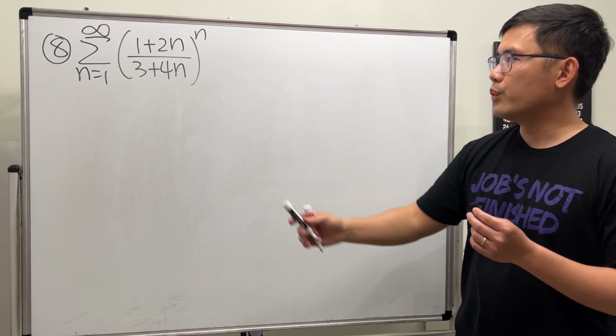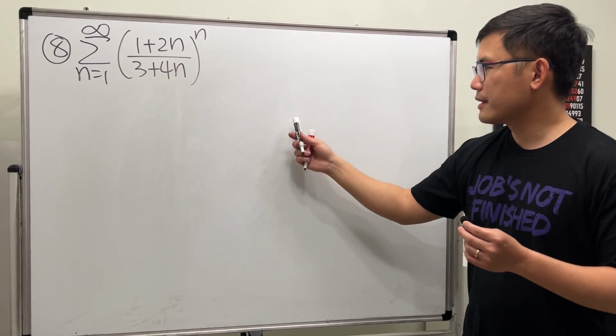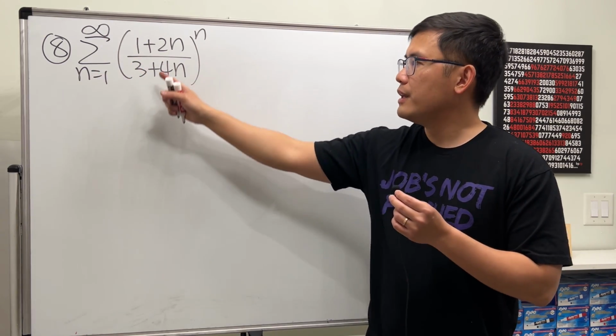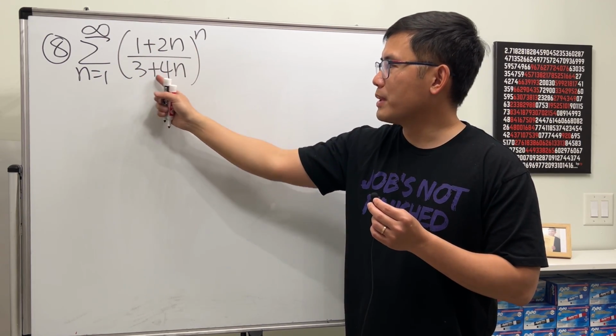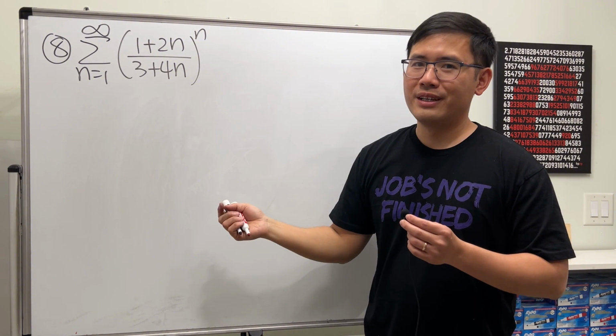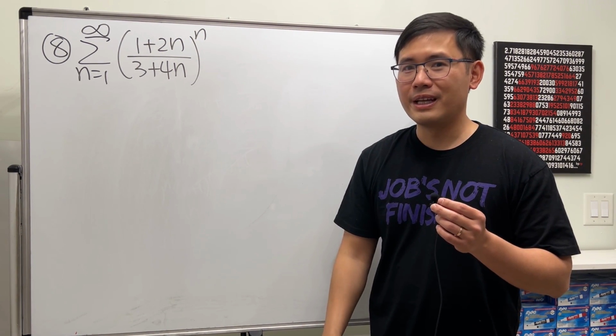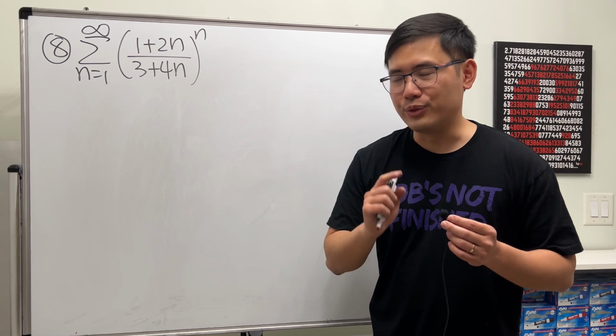Now for the last one, the series as n goes from 1 to infinity of 1 plus 2n over 3 plus 4n, and then raised to the nth power. Don't you just really want to get rid of the nth power? I would totally do so too. And to do so, we use the root test.